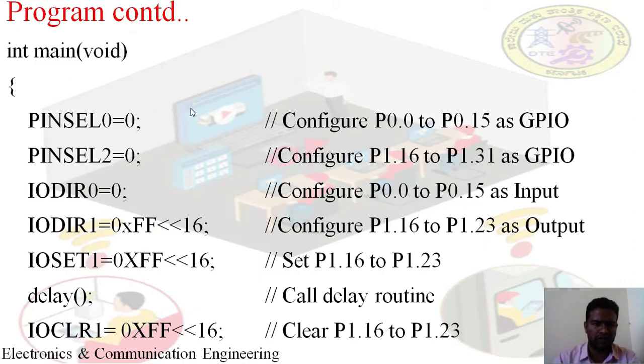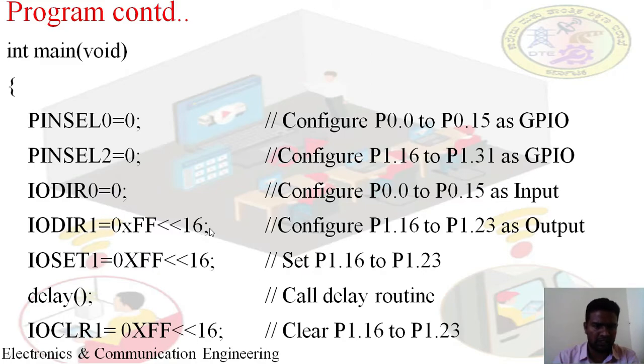Here we will configure the port pins. We will define the ports, whether it is an input or output. Let's see here. We will set PINSEL0 as 0 to configure port 0 pin 0 to 15 as GPIO. We will set PINSEL2 to 0 to configure port 1 pin 16 to 31 as GPIO. IODIR0, we will make it 0 to configure port 0 pin 0 to 15 as input. IODIR1, we will set with 0xFF with some left shifting by 16.